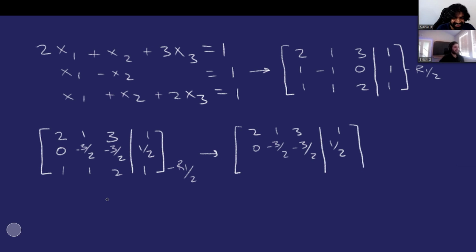But continue. So 3, 1, 0, negative 3/2, negative 3/2, 1/2. Very good. Yeah, so then it's going to be 0. It's going to be 1 minus 1/2, which is 1/2. Very good. Then it's going to be 2 minus 3/2, which is 1/2. A lot of fractions in this one. And then 1 minus 1/2.